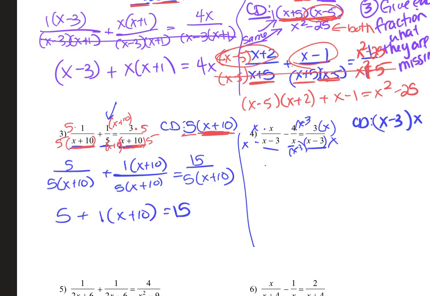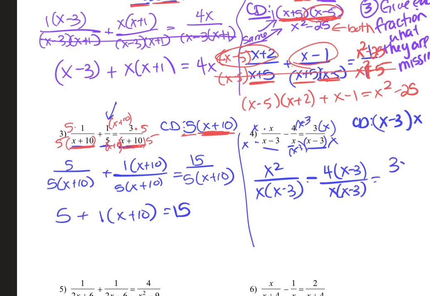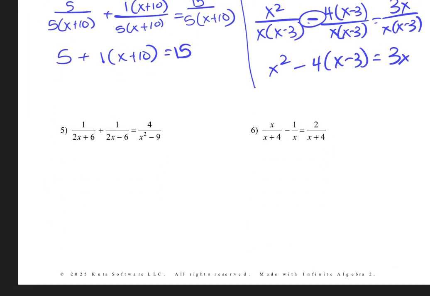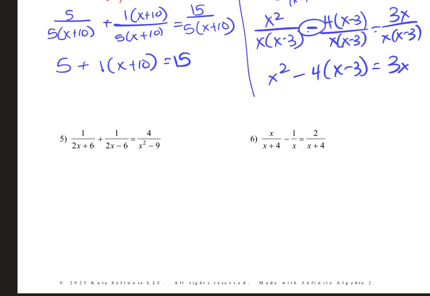So when I rewrite this one, it's x squared on the top, x times x minus 3 on the bottom, minus, notice the minus there, 4 times x minus 3, and the last one is 3x, x times x minus 3. When you're done here, the bottom should all be the same. Just remember this sign. And that's it.